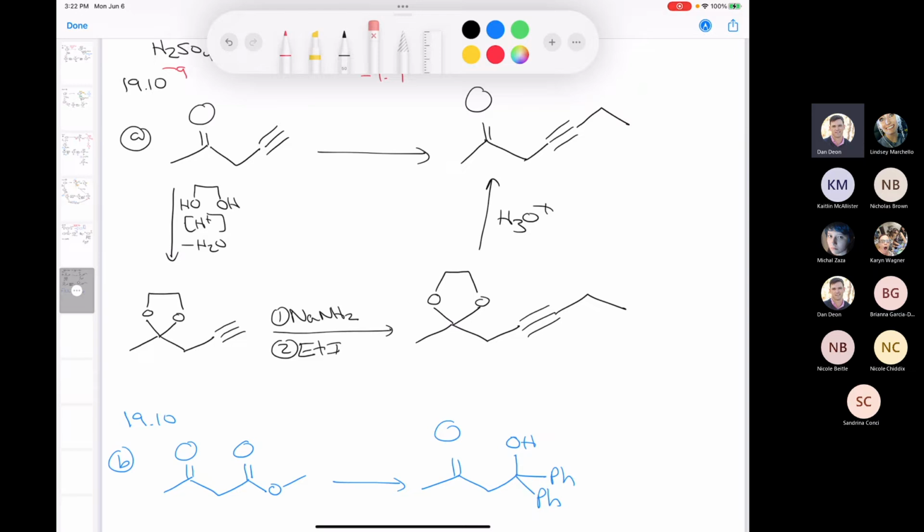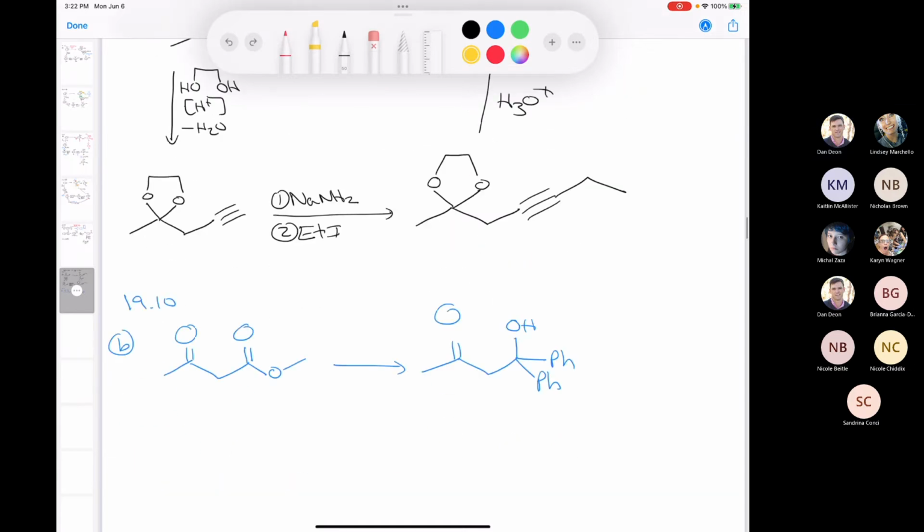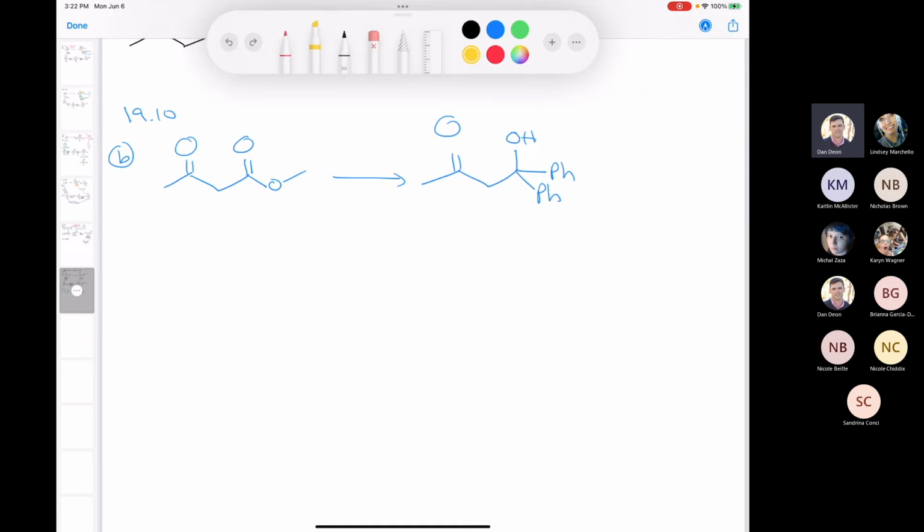But acetals are pretty tough in the presence of base. It's just in the presence of acid they fall apart really quickly. Okay, let's give this one a shot here.